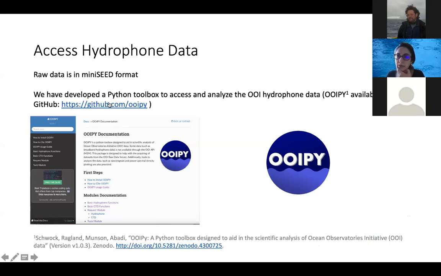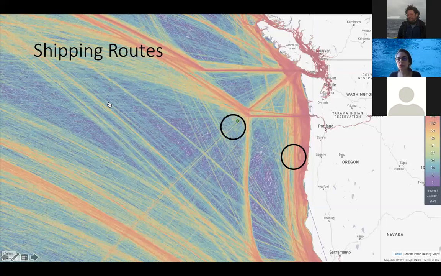Accessing the data might be challenging for OOI because hydrophone data is big. It's not easy to get that data. The data right now is available only in raw format, in miniSEED format. So my students have developed a Python toolbox for accessing and analyzing these data sets. It's called OOIPy, and it has been released. If you want to play with it, you can go to GitHub. There are notebooks and examples that you can follow to get the hydrophone data and analyze it on your own.